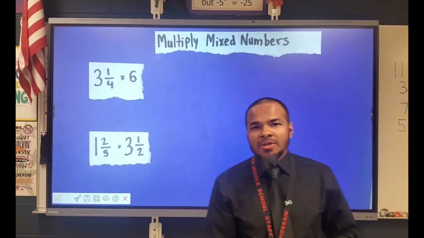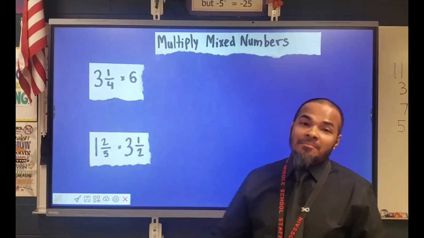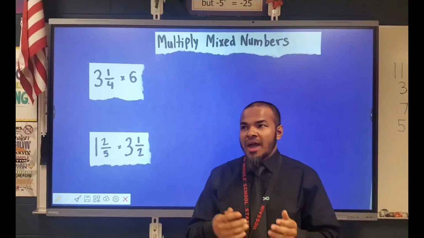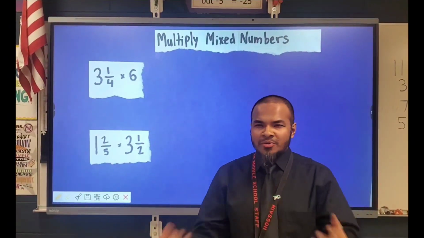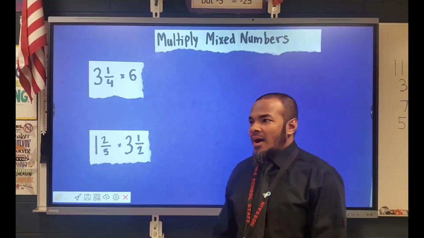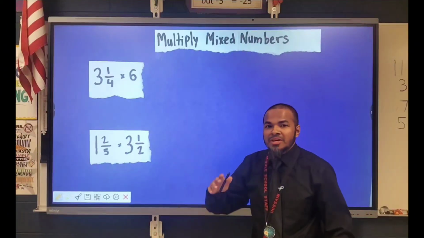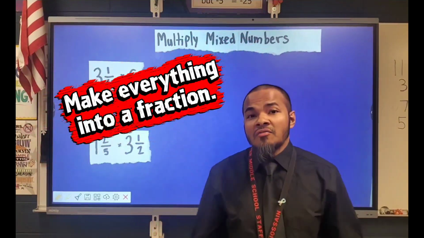All right, so today I'm going to show you how to multiply mixed numbers. What if we don't have fractions? What if we have whole numbers and mixed numbers and a whole bunch of random stuff? So all put together, how do you still multiply that? The first thing you want to do is make sure everything looks like a fraction.